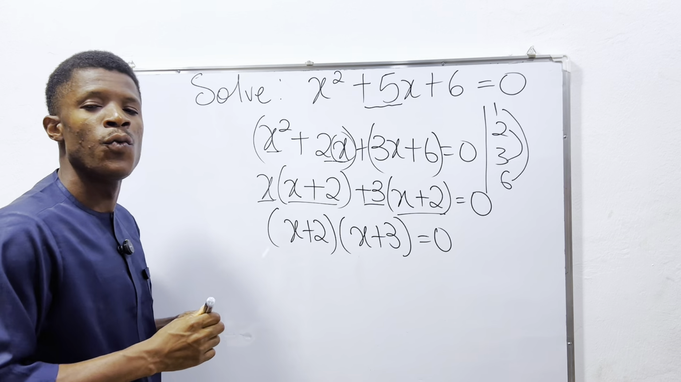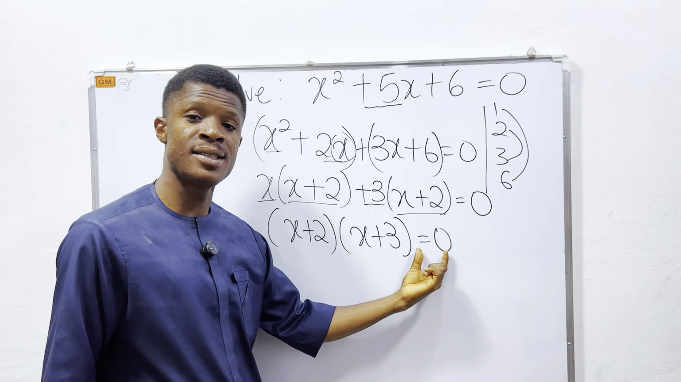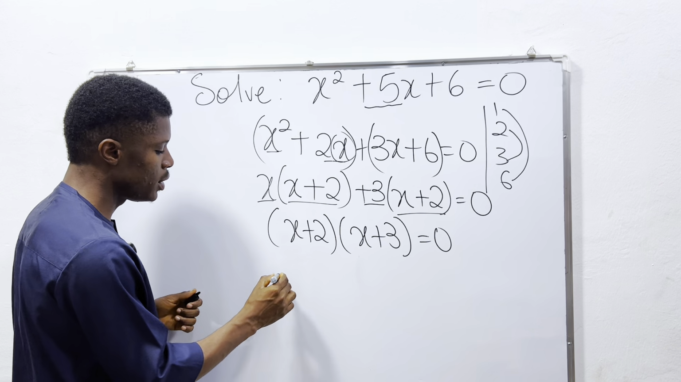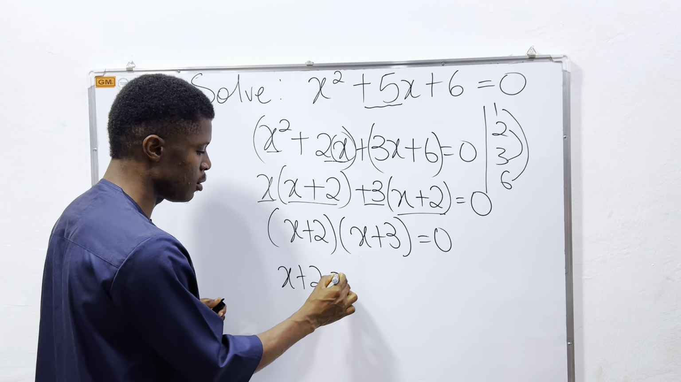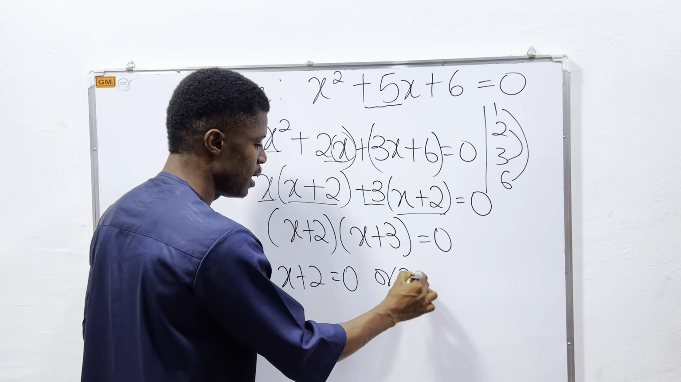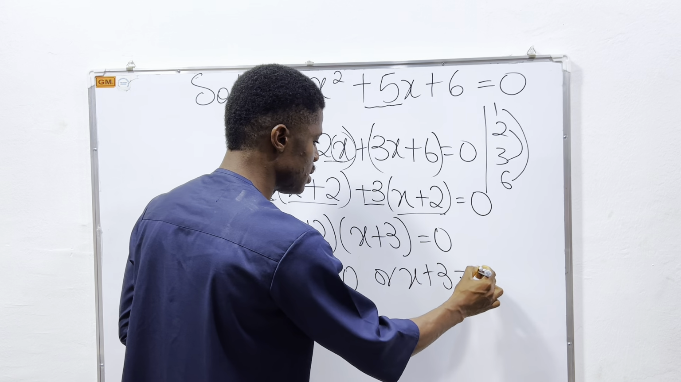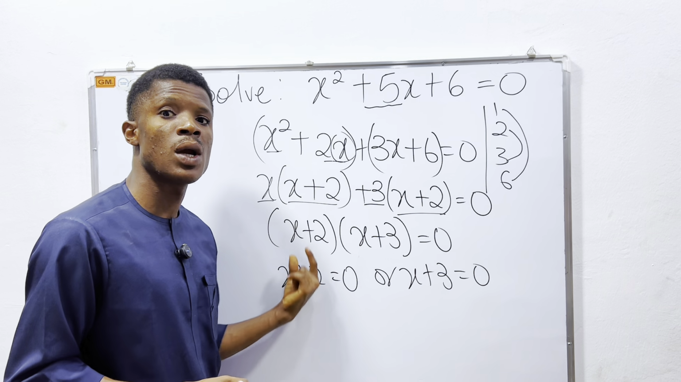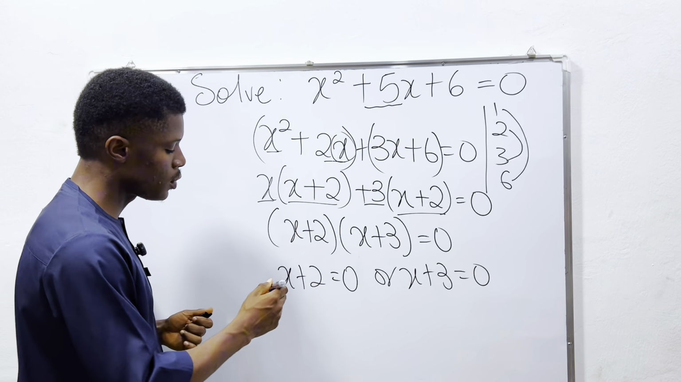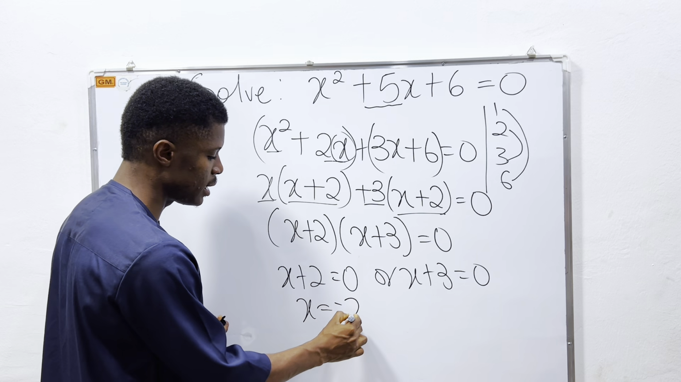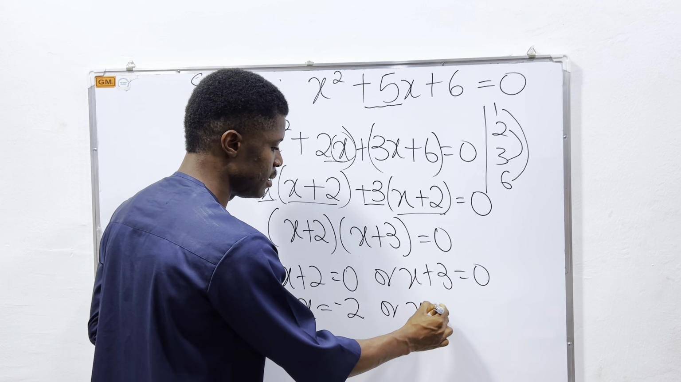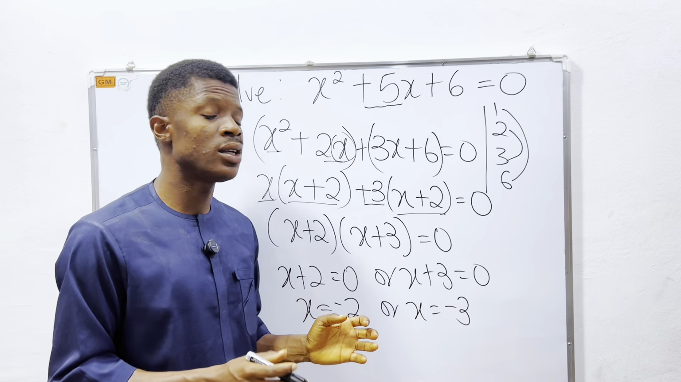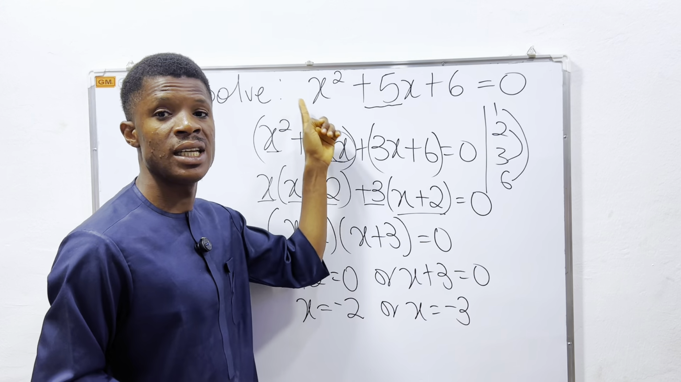In quadratics, when we multiply two terms and get 0, we set each term equal to 0. So we have x plus 2 is equal to 0, or x plus 3 is equal to 0. When x plus 2 is 0, we subtract 2 from both sides, so x is equal to negative 2, or x is equal to negative 3, subtracting 3 from both sides. This method is only valid when the leading coefficient is 1.